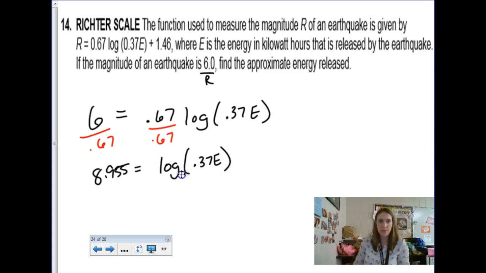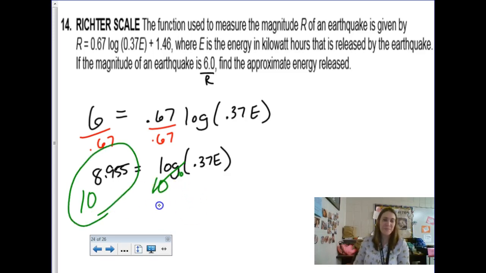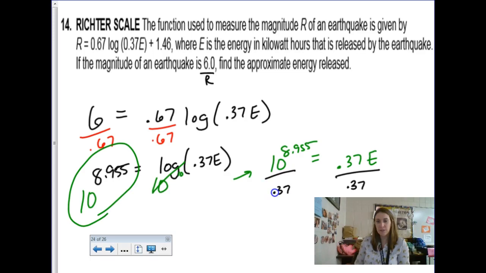And then remember that's a common log, base 10. So if you were to exponentiate with a 10, these cancel. And this is a huge number. So I'm not going to write it down right now, because 10 to the 8.955 still has to be divided by 0.37 to solve for E. So I think I already calculated this. And rather than writing down this gigantic number and then dividing it by 0.37 to get an even larger gigantic number, I just wrote down the answer of 2, 4, 3, 7, 9, 3, 5, 1, 9, 2.